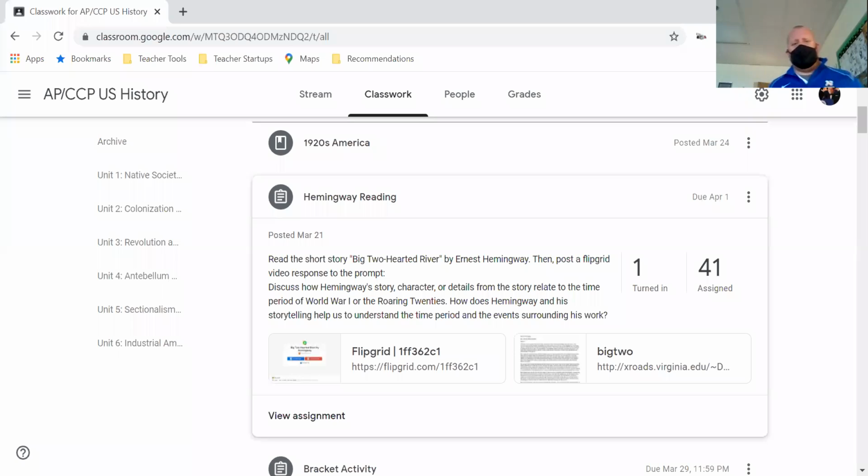Okay, folks, today we're going to talk about the Hemingway reading, okay? And I realize that a number of you haven't completed the bracket activity, but we need to talk a little bit about Hemingway here today, okay? The Hemingway assignment is pretty simple.